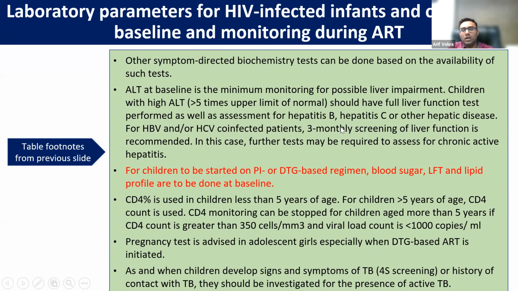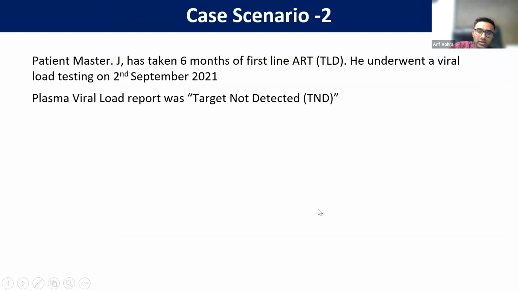Second, any child who has a liver impairment, or where the SGPT comes to more than 5 times the upper limit, then the whole LFT needs to be ordered instead of SGPT. CD4 count, we generally go for if the child is more than 5 years. And we have to go for CD4 percentage when the child is less than 5 years.